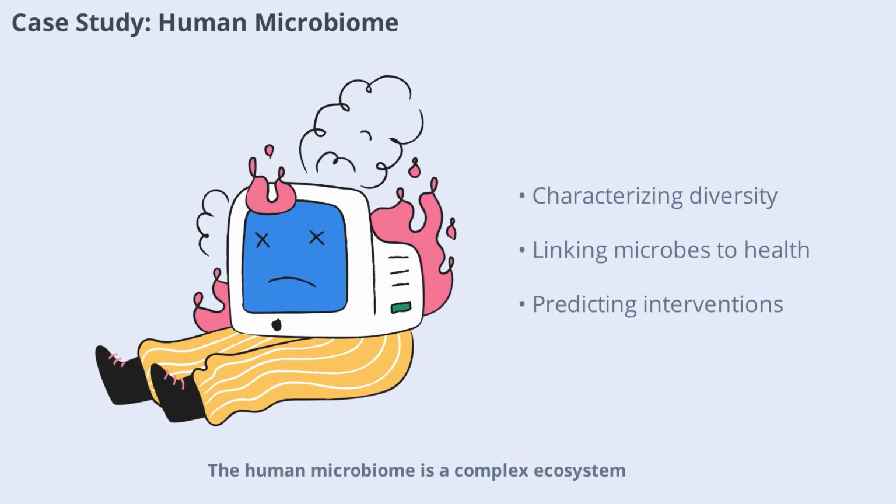The human microbiome is a complex ecosystem of microbes living in and on our bodies. Statistical methods analyze metagenomic data to characterize microbial diversity, identify associations with health and disease, and predict responses to interventions. Microbiome research is uncovering new links between microbes and conditions like obesity, diabetes, and mental health.